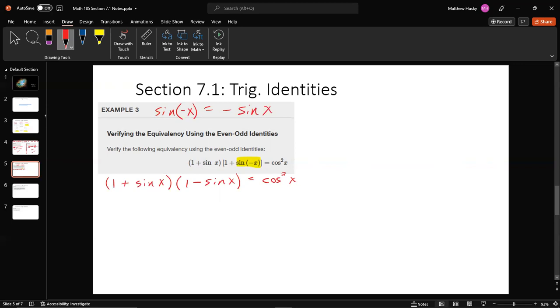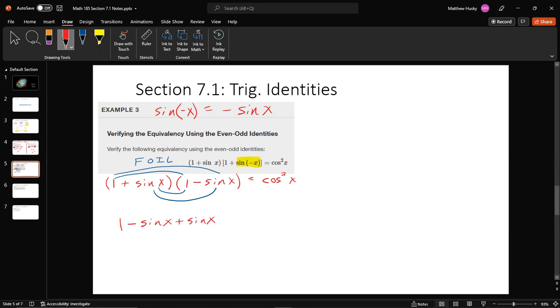Now, this right here is a job for FOIL. We're going to multiply the binomials here first, outside, inside, last. So we're going to use the FOIL technique that you've learned previously. Here we're applying it to a trig problem. So for the first pair, you've got the 1 times 1, which is 1. 1 times negative sine x is just negative sine x. Sine x times 1 is plus sine x.